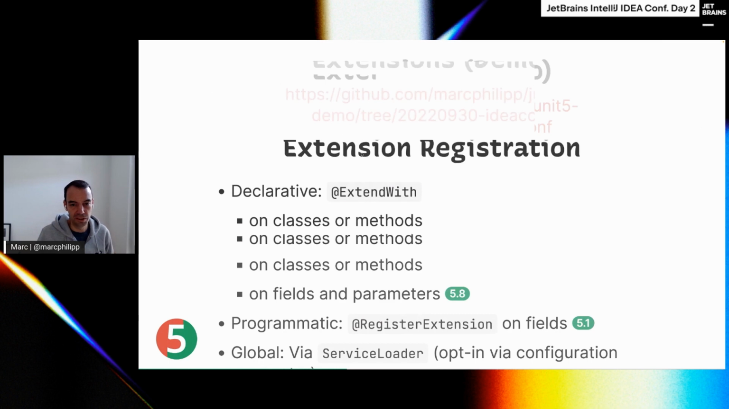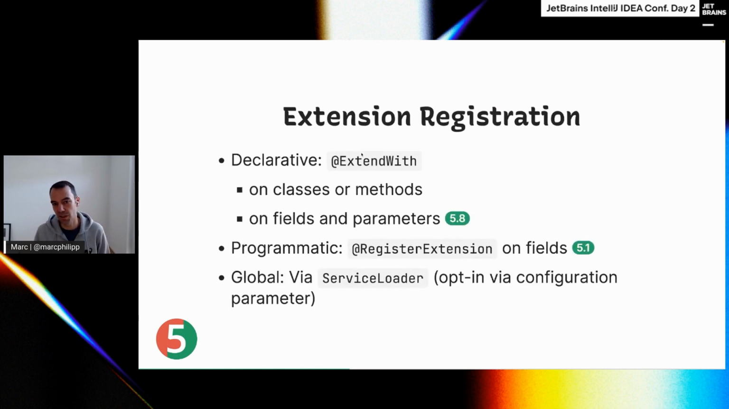All right, that was the really short demo about extensions. We've seen the extend with annotation to register an extension, but there are actually multiple ways of doing that. You can use extend with on classes and methods. We've used it on a method indirectly via some other annotation, but you can also use it on fields and parameters since JUnit 5.8. So you can have a parameter on your test method that specifies something, and then it can automatically register an extension that performs the injection for that parameter, for example.